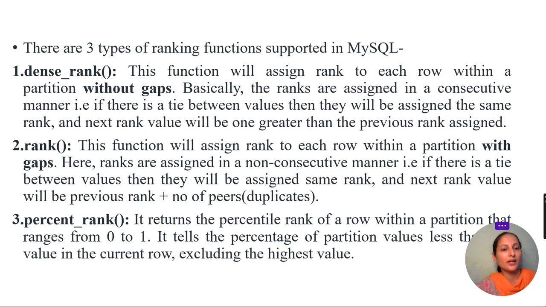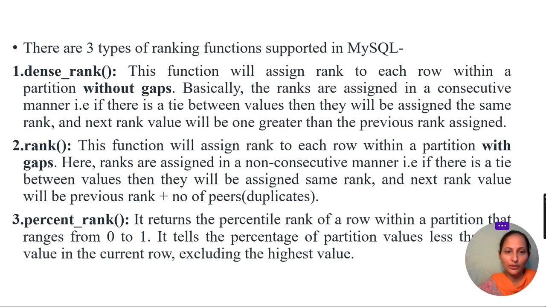Dense rank. What is dense rank? Dense rank will assign rank to each row within a partition without gaps. Basically, the ranks are assigned in a consecutive manner. If there is a tie between values, then they will be assigned the same rank, and the next rank will be one greater than the previous rank. So in a particular partition, without gaps, it starts from 1 and, on the basis of the partition, it goes up to n rank.